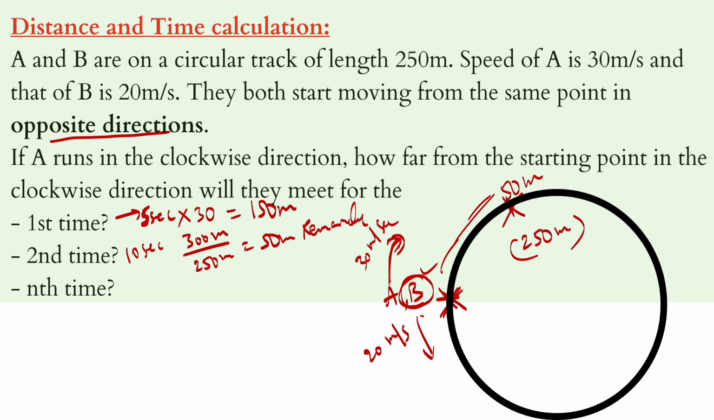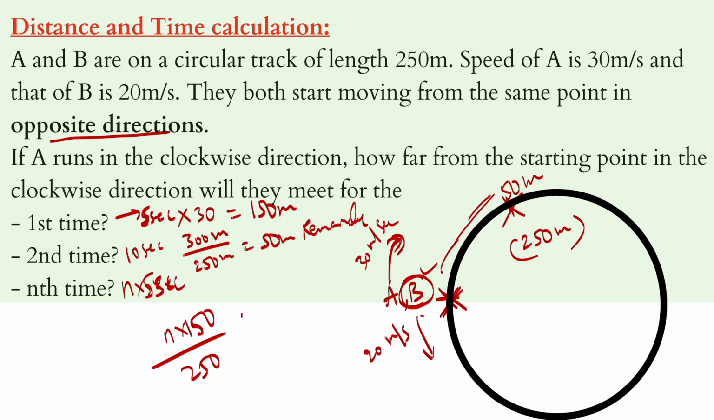Now what about the nth time? For the nth time, the time is n into 5 seconds, that is n into the first time, right? In this case, it's 5 seconds. What about distance? Distance is also the same, n into 150. 150 is the first time distance, divided by the length of the track. In this case, it's 250 meters.